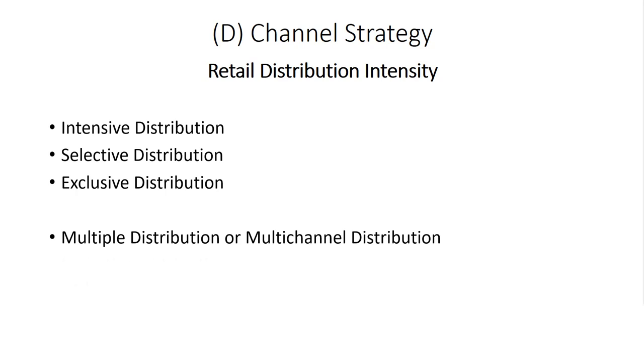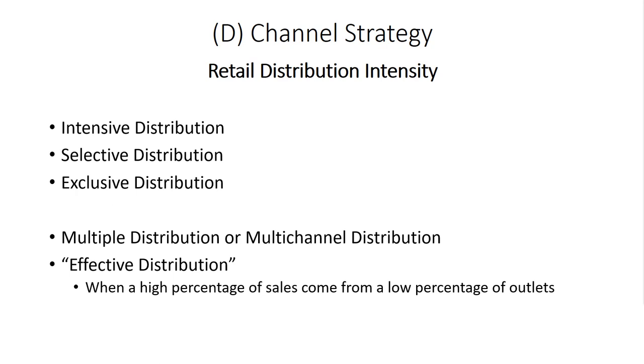And then the last thing I want to mention is effective distribution. Now, it's called effective when the idea is that a high percentage of sales comes from a low percentage of outlets. So say 70% of the sales comes from 15% or 20% of the outlets. And why is this effective? It's effective because it helps us to focus our efforts on those few retailers that are really selling our product.